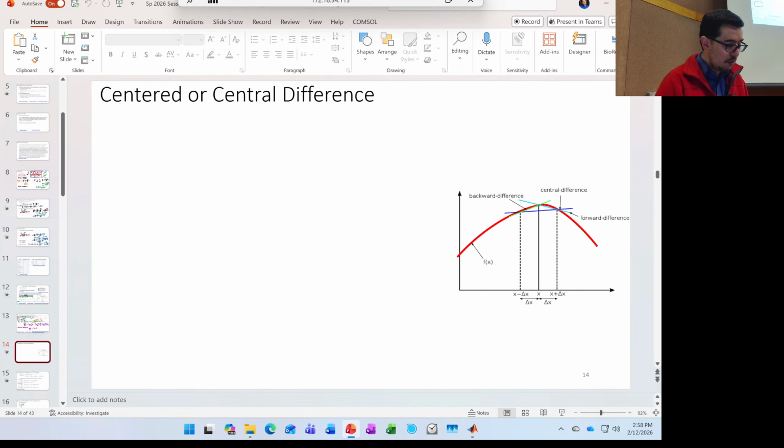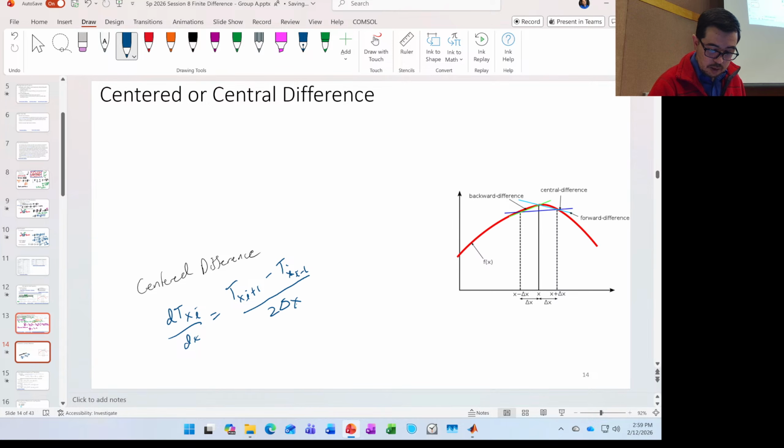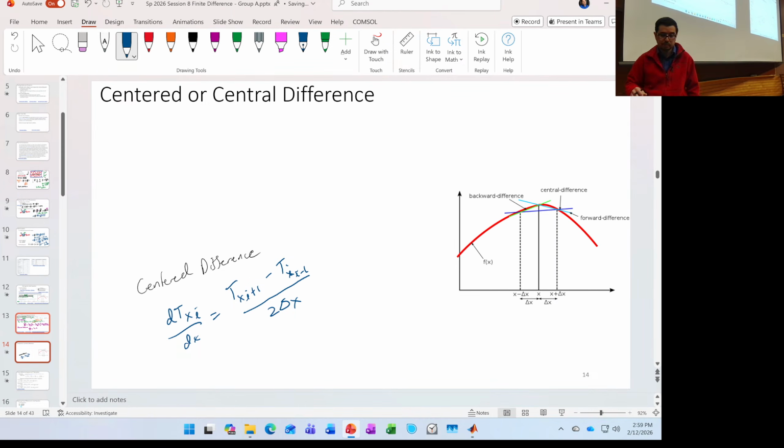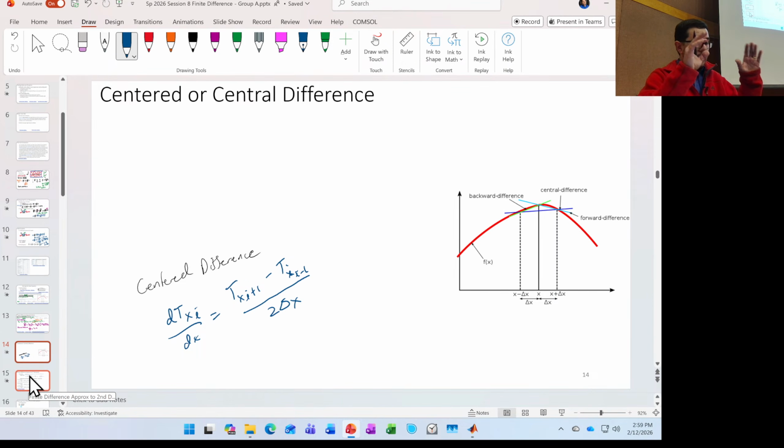Anyway, if you were recording that, the center difference is going to be T of x_(i+1) minus T of x_(i-1) over 2 delta x. Okay? So this is another way for us to approximate the spatial derivative. And in this case, we're getting the derivative at a given location using the points on either side of it.